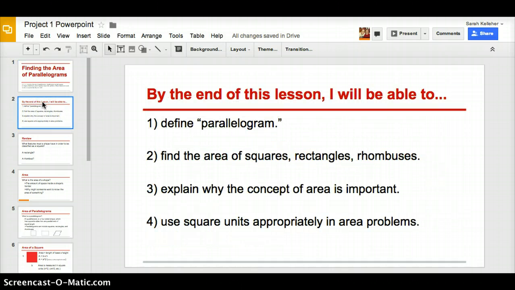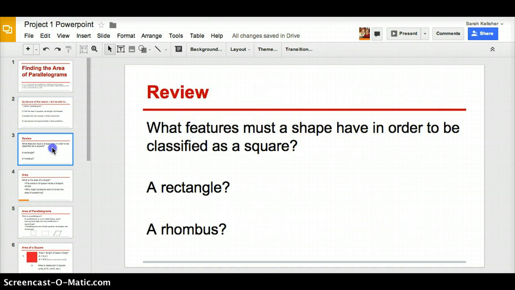By the end of this lesson, I will be able to define parallelogram, find the area of squares, rectangles, and rhombuses, explain why the concept of area is important, and use square units appropriately in area problems. Our objectives are how we would begin our lesson.